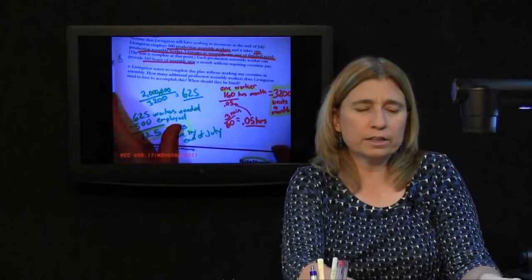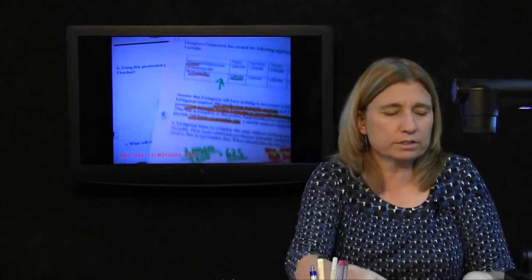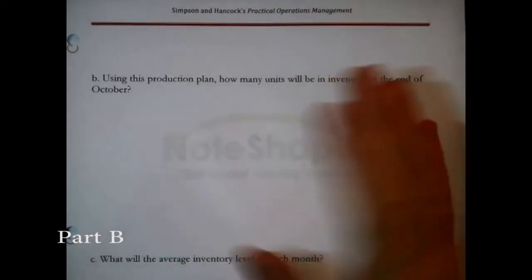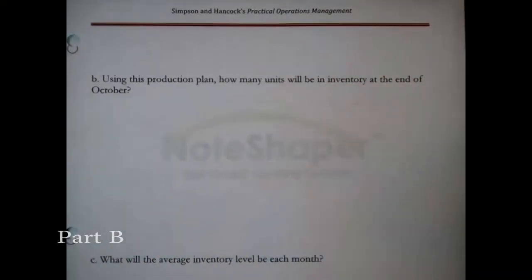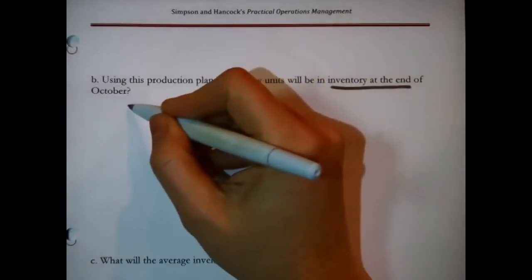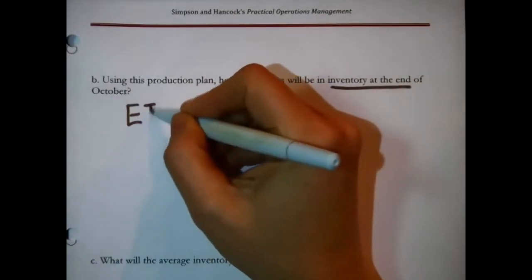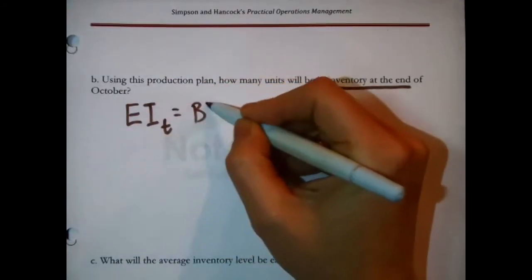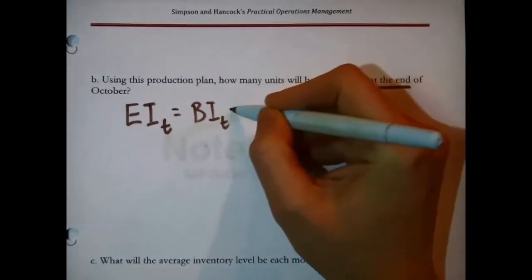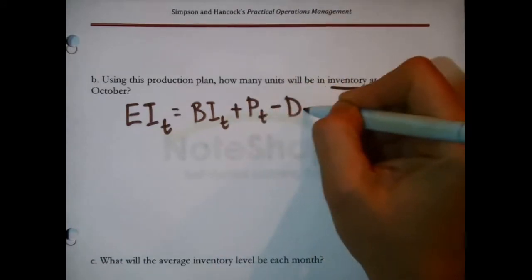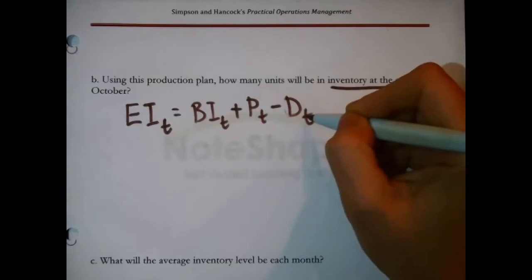All right, now that's not the only question they asked about Livingston. Using this production plan that we already have, how many units will be in inventory at the end of October? At the ending inventory. Okay, now to answer that question, a little bit of review. Ending inventory for a certain period like October is beginning inventory for that period plus anything that's produced minus anything that's demanded, consumed, shipped out, basically.